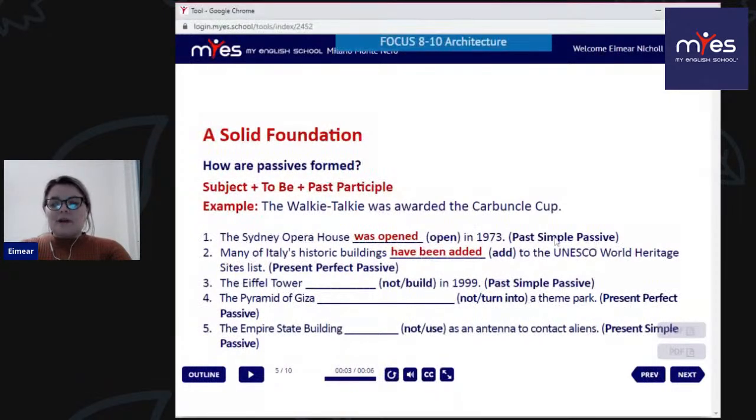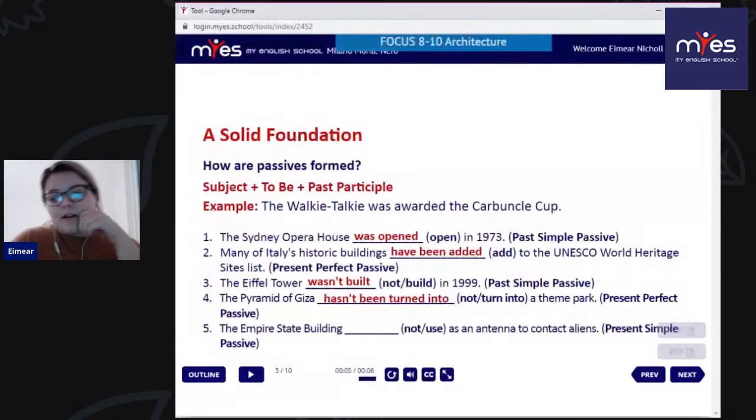The Eiffel Tower was not built, or wasn't built, in 1999. Wasn't built. The Pyramid of Giza hasn't been turned into a theme park. The Pyramid of Giza hasn't been turned into a theme park. And lastly, the Empire State Building isn't an antenna to contact aliens.